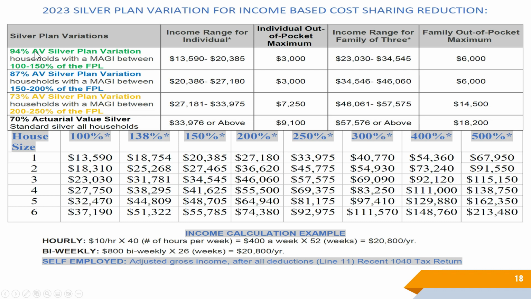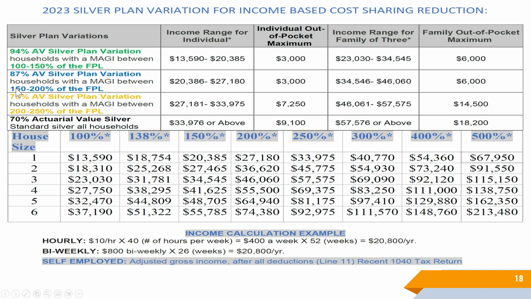So if we start from the bottom, remember we just mentioned silver plans cover 70% of the bill. So depending on the person's income, they could get a silver plan that covers more. So if the person makes $33,976 and above, they're just going to qualify for the standard silver plan. But if their income as an individual is between $27,000 to $33,000, they're going to qualify for a silver plan that covers 73%. So remember, the standard silver plan covers 70%. This silver plan is going to cover 73% of the out-of-pocket expense.